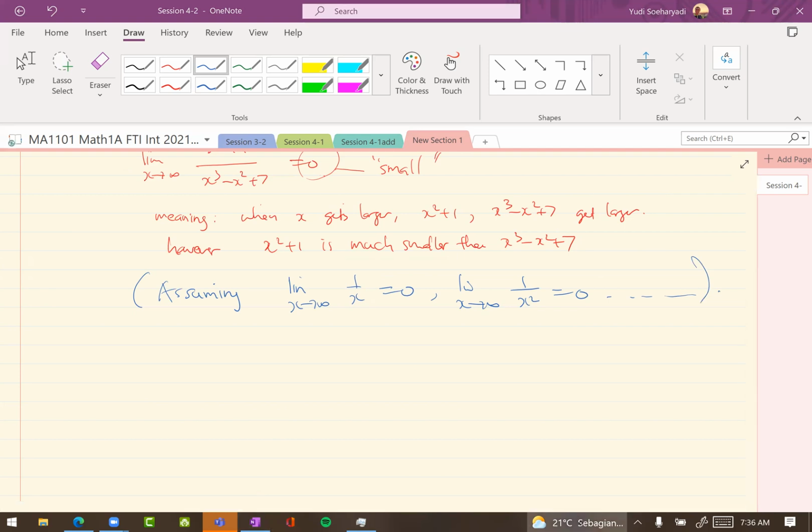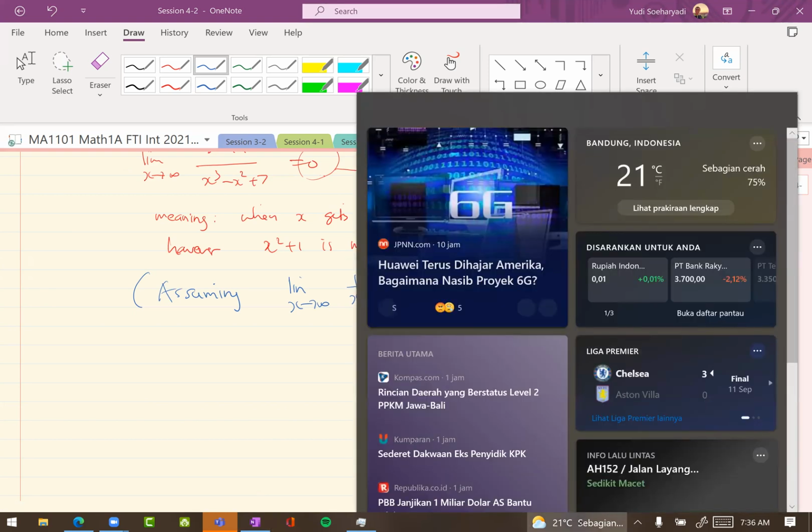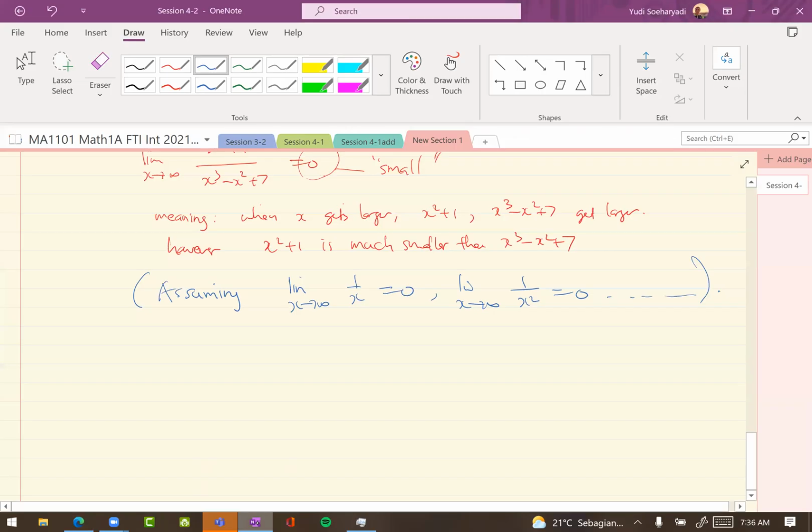Or better yet, oops, sorry. Has the screen gone back to OneNote? Yes, sir. Okay, good.